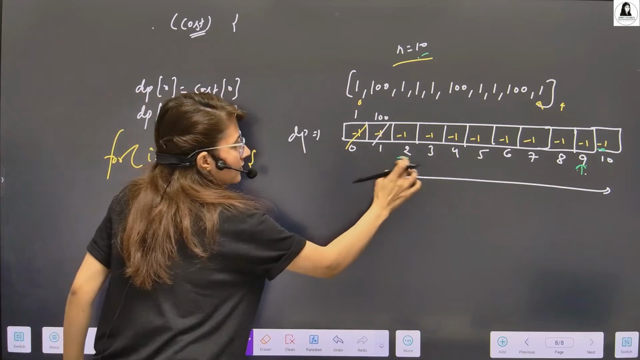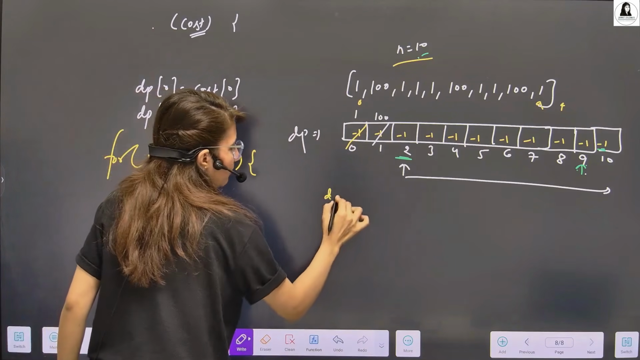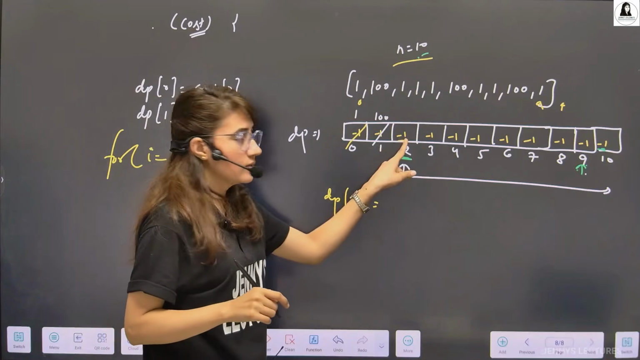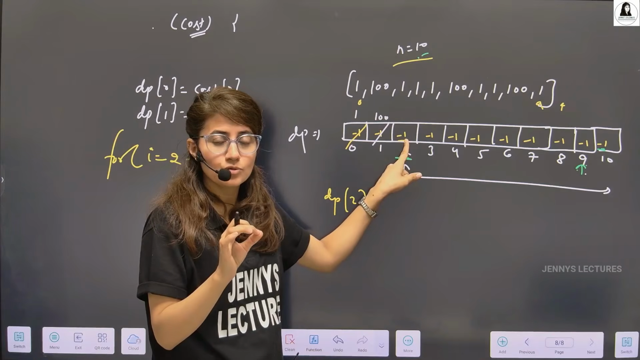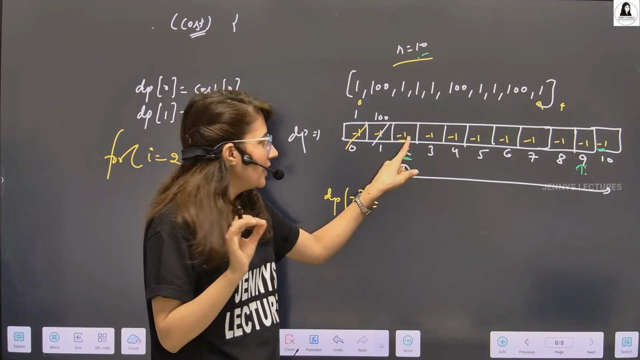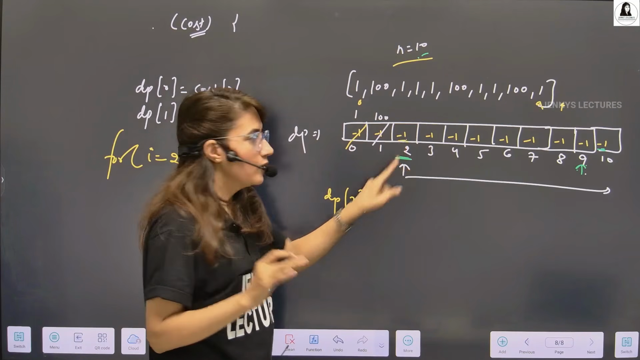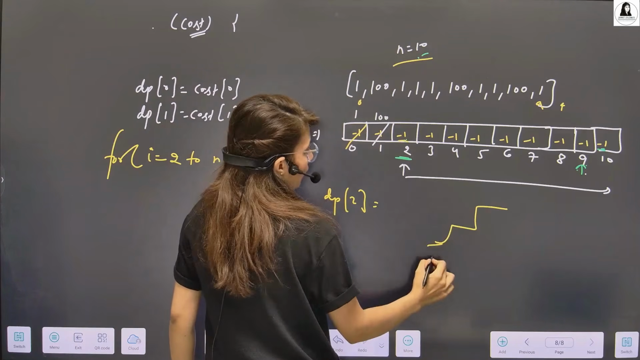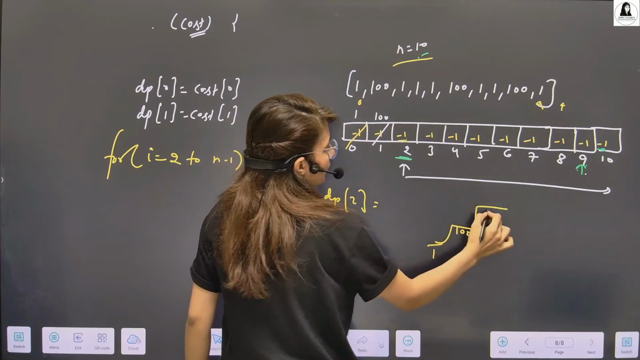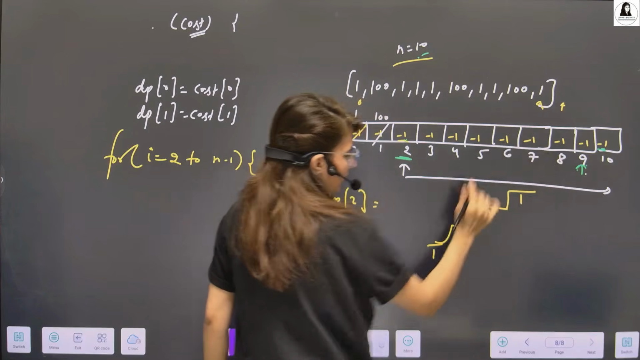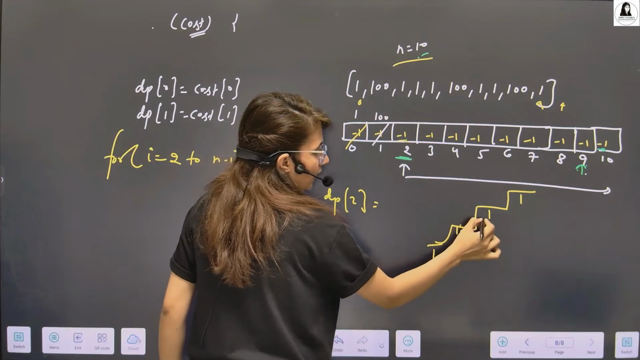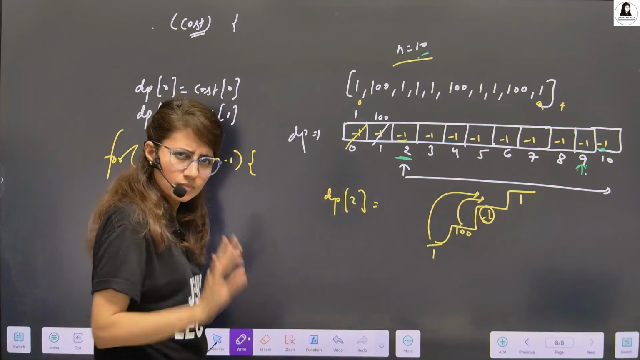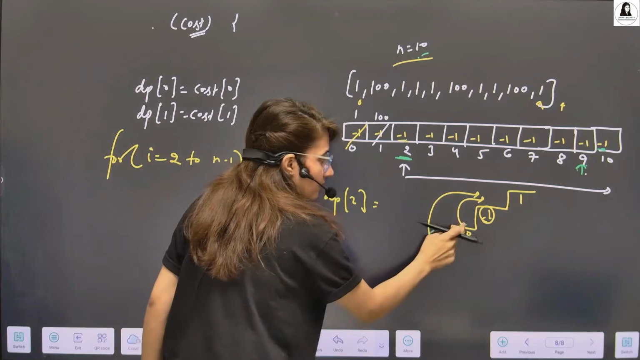Now we have to calculate this. At first i is this. So DP of 2, how will you calculate? The value at the ith index is what? The minimum cost to reach this stair. So we have to reach the second stair. Here we have 1, here we have 100, then we have 1, then we have 1, like that. How do we reach here? You can take 1 step from here or 2 steps from here. But the minimum we will take.